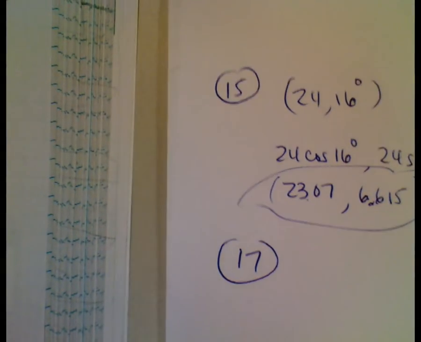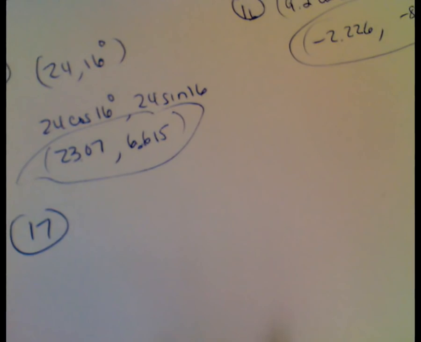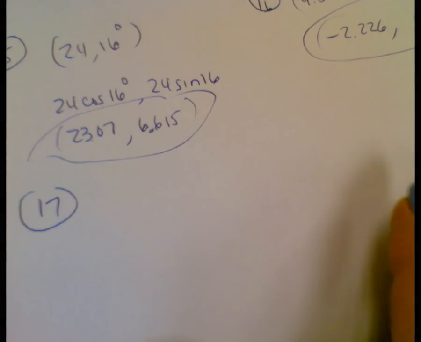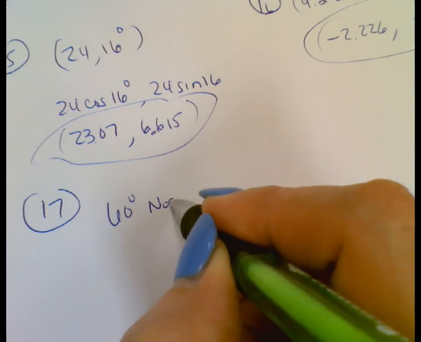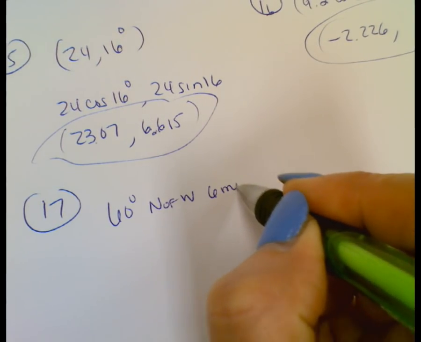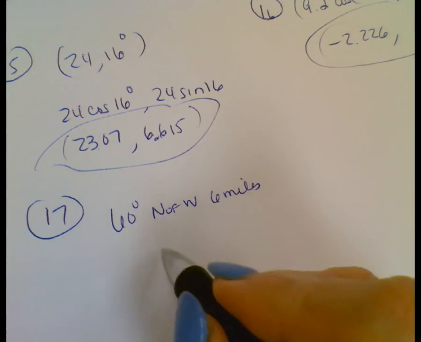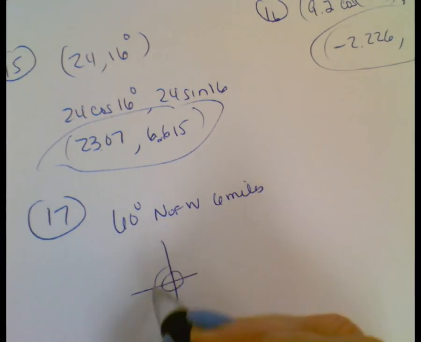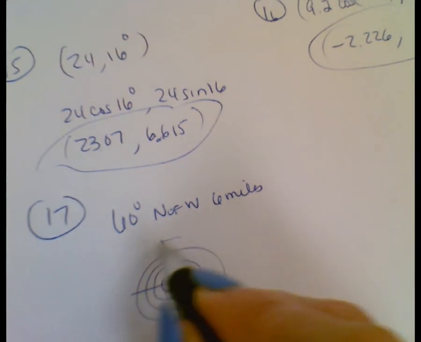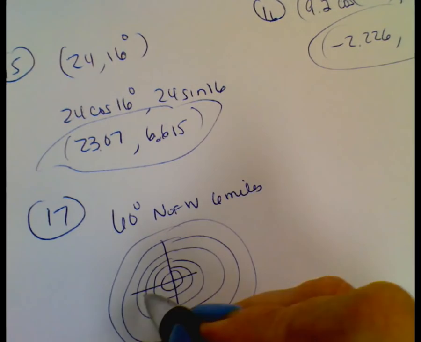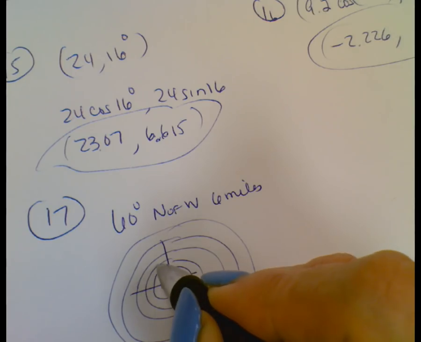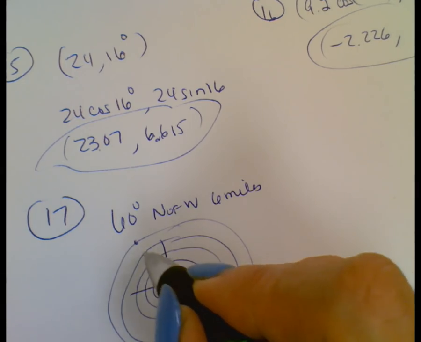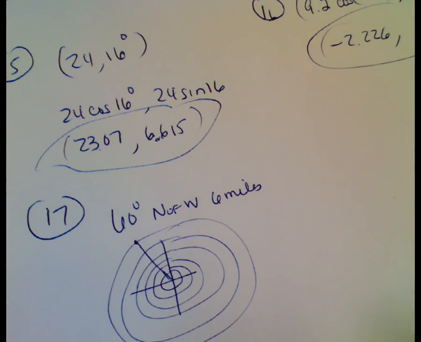Let's see here. 17. 17 says, a rider on a horseback leaves the stable and heads 60 degrees north of west for 6 miles. So if you're wondering what that looks like, 3, 4, 5, 6. 60 degrees north of west is about right here. The 6 ring, 2, 3, 4, 5, 6. It looks like about that.